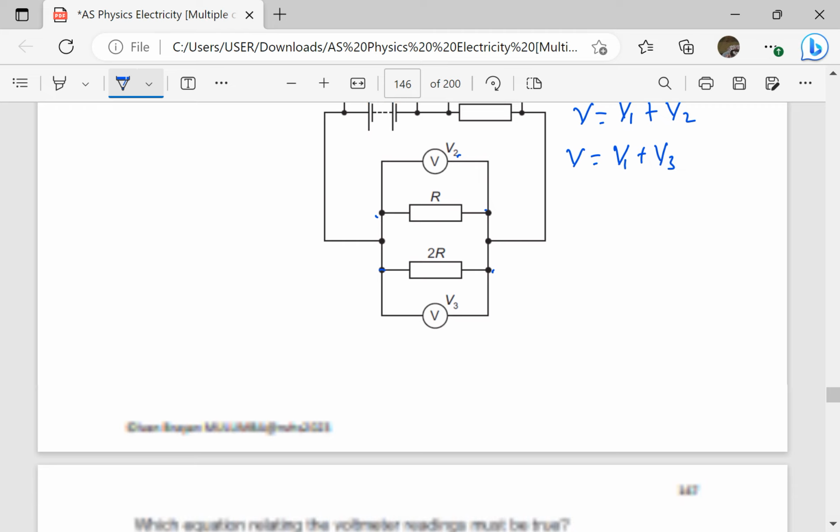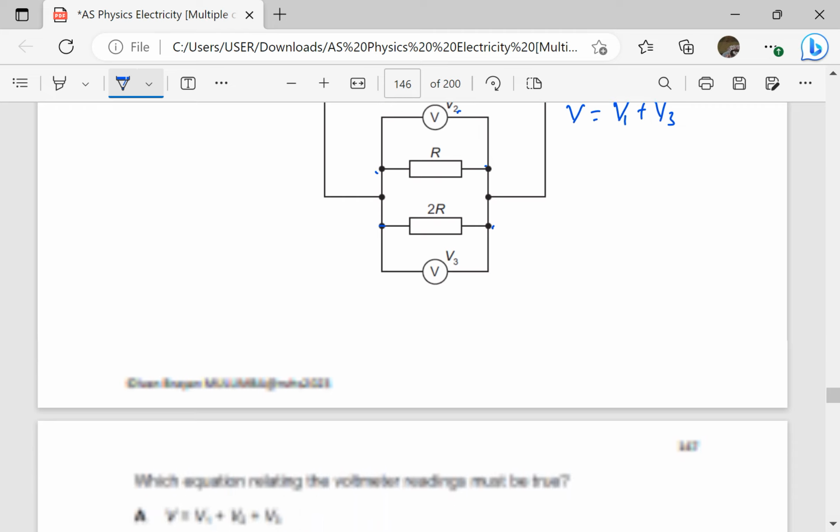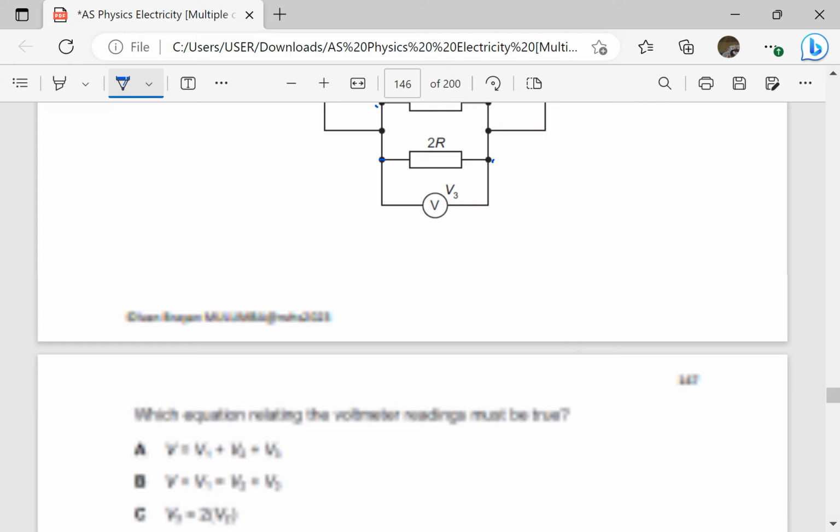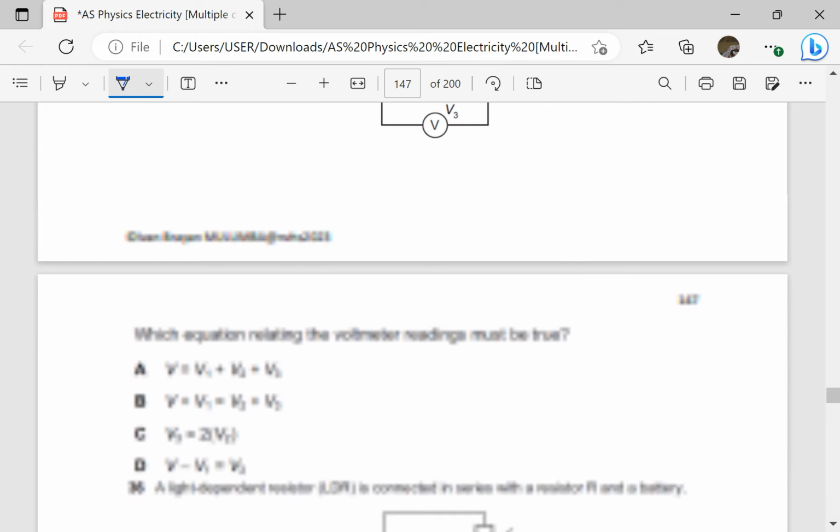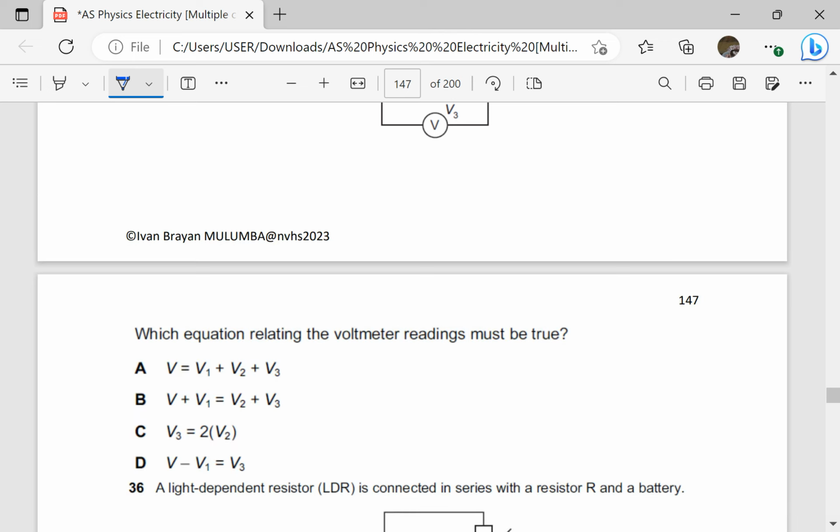Which equation relating the voltmeter readings must be true? Let's see the voltmeter readings. So we have this one. This one is not true. We cannot add the PDs which are in parallel. This one is showing V is equal to V2 plus V3. We cannot add these ones.